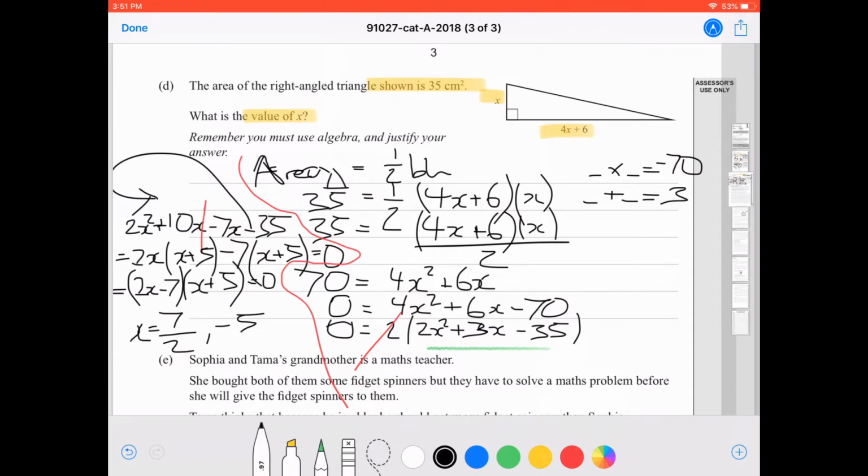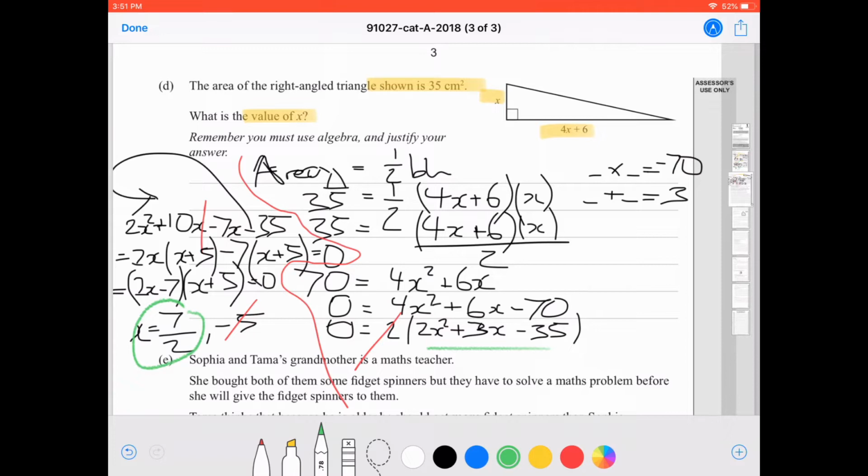Okay, now there's one last thing. Because we've actually been given this context of a triangle, we're working with side lengths. You can't have negative side lengths, meaning x equals negative 5 is not a solution. So our only solution here is x equals 7 over 2 or 3.5.